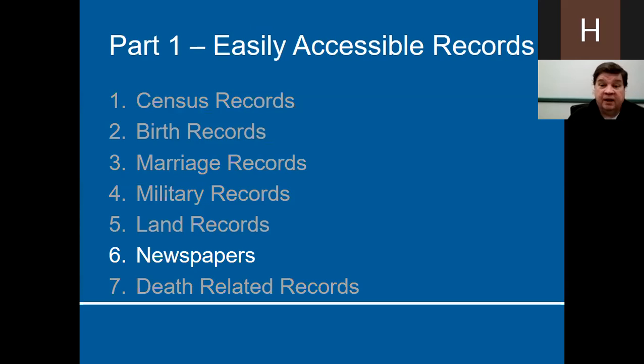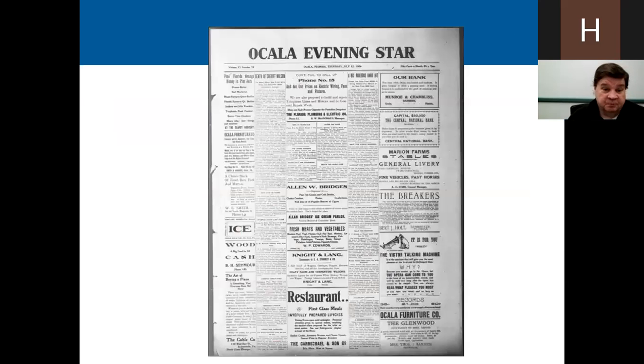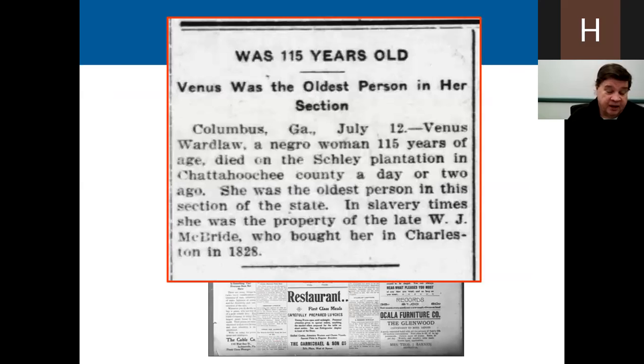Newspapers are an extremely underutilized resource for information. I just love looking at newspapers, and they've become so much easier now that we have a bunch of newspaper databases. If you were here last week, you saw this example already from Ocala, Florida. This is about Venus, who was the oldest person in her section. And it says, from Columbus, Georgia, Venus Wardlow, a Negro woman, 115 years of age, died at the Schley plantation in Chattahoochee County a day or two ago.